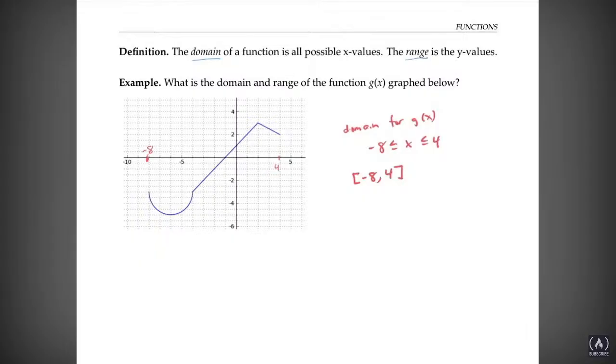To find the range of the function, we look for the y values corresponding to points on the graph. We can do that by taking the shadow or projection of the graph onto the y-axis. We seem to be hitting all y values from -5 up through 3. So our range is y between -5 and 3, in interval notation -5, 3 with square brackets.